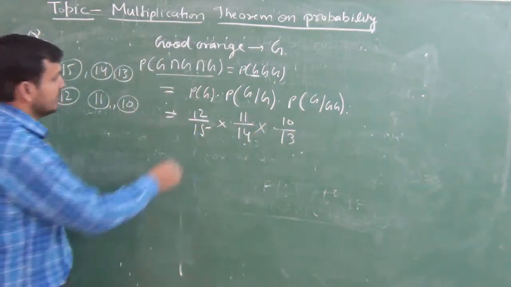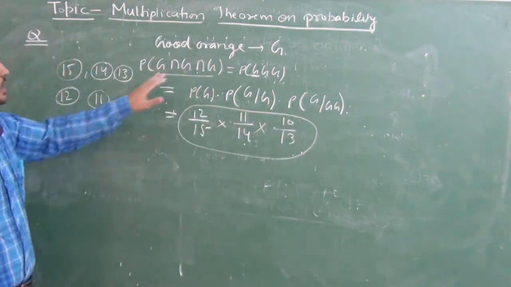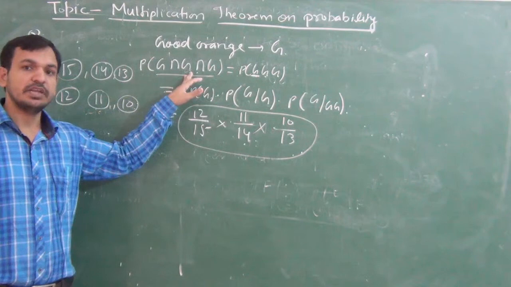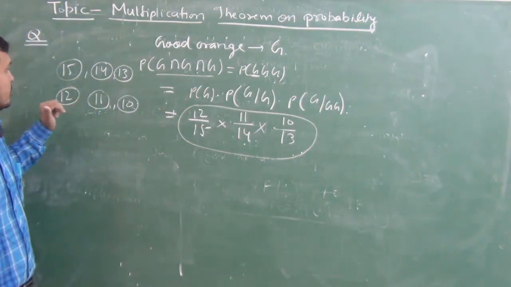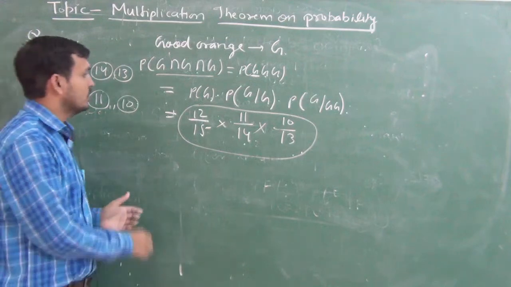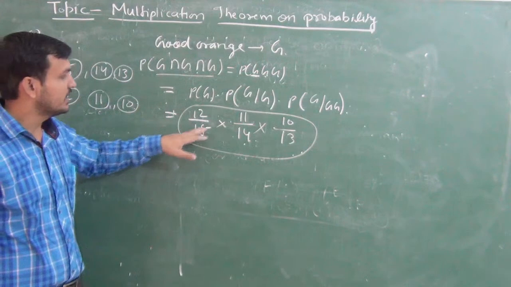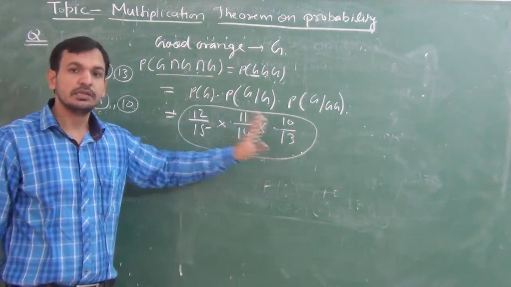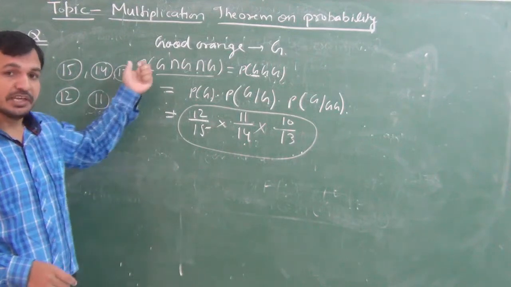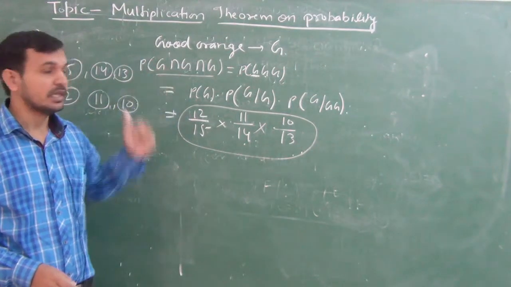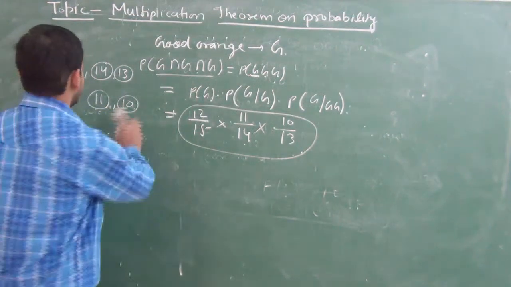So this will give the probability of getting 3 good oranges out of 15 oranges, in which 12 are good and 3 are bad. So the probability that the box is approved for the sale is 12 by 15 into 11 by 14 into 10 by 13. Clear? So this is the application of our multiplication rule in case of 3 events. Now let us take another example.